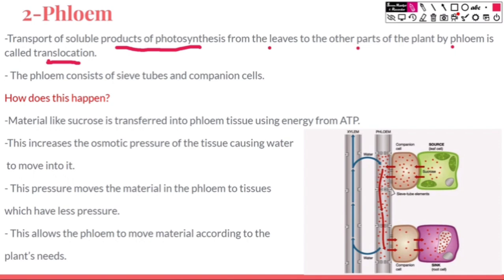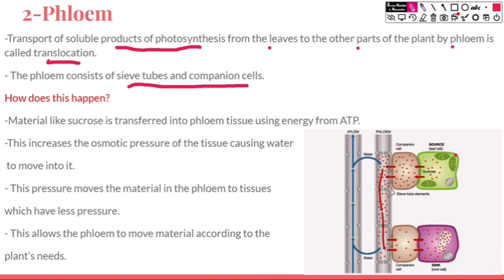We have studied transpiration just now. The second process is translocation, which is the movement of the soluble products of photosynthesis, which means the food products, from the leaves to other parts of the plant which need them. As I have told you, the xylem has xylem vessels and tracheids as its main components. The phloem consists of sieve tubes and companion cells. You have to remember that xylem consists of xylem vessels and tracheids, and phloem consists of sieve tubes and companion cells.